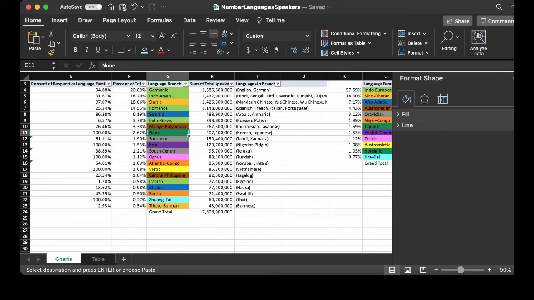South Central 1.21. The Oghuz 1.12. Atlantic Congo 1.09. The Vietic 1.08. Central Philippine 1.04. Iranian 0.98. Chadic 0.98. The Bantu 0.90. The Zhuang Dai 0.77, and then the smallest percentage was the Tibeto-Burman at 0.54.